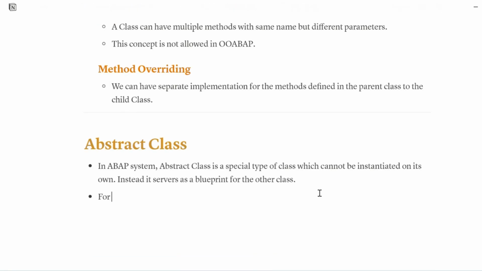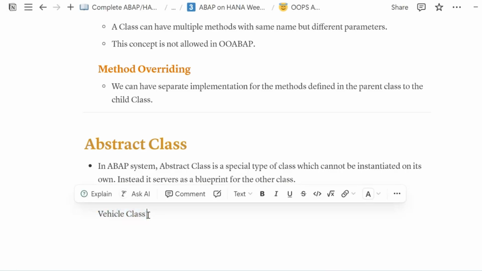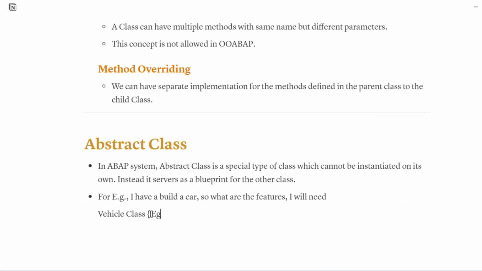For example, I have to build a car. Right? So what are the features I will need? First thing, I will need a vehicle class, that it is a vehicle. It will have an engine, right? It will have a driver seat.